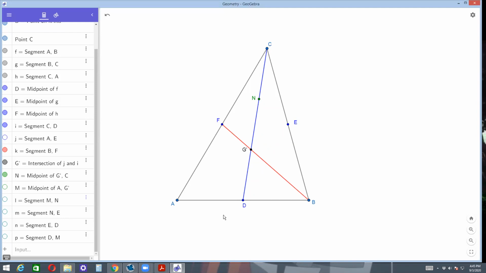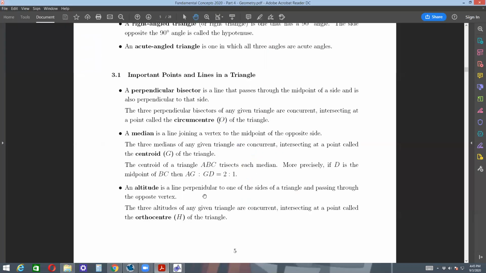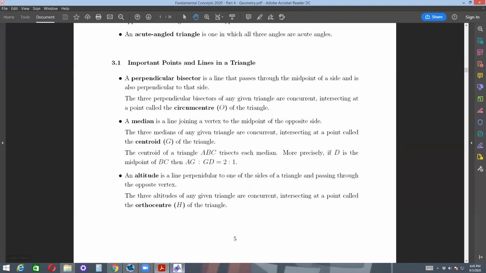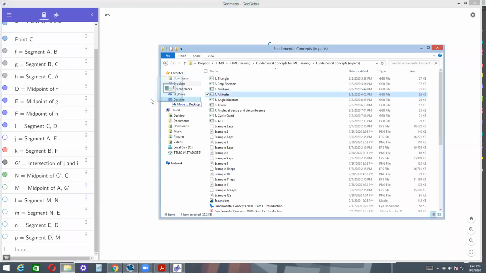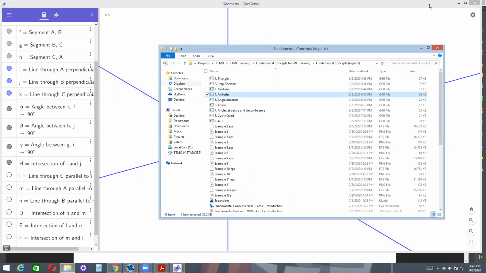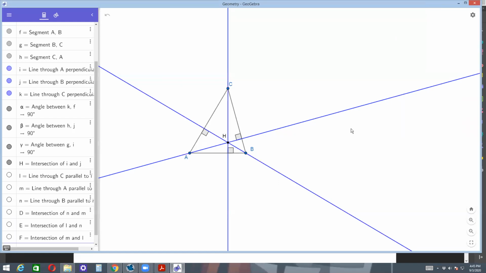All right, so that's medians. All right, so we're done with this one. The next one is altitudes. Now, altitudes is going to be a weird proof. It might confuse you a little bit.